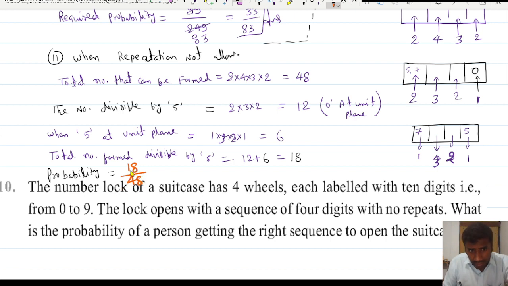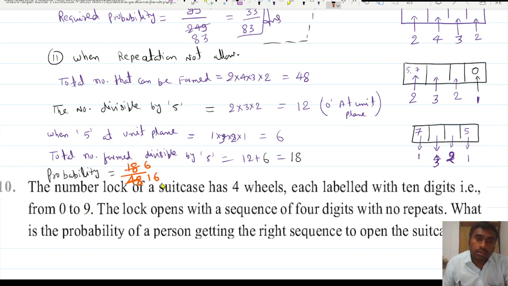This is the answer. We can cancel it. 6 times 3 is 18, right? And I think 16, huh?